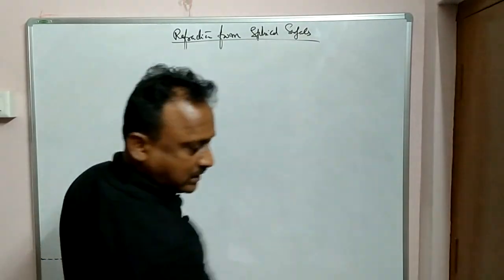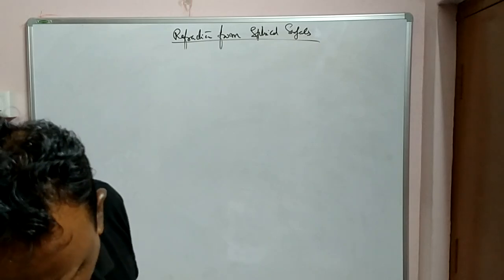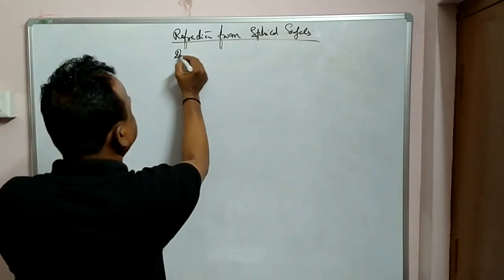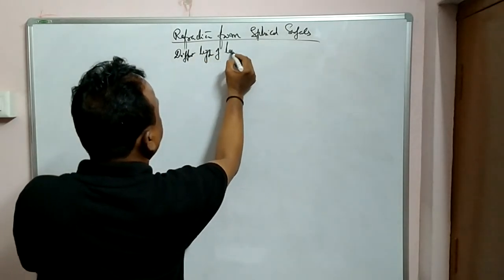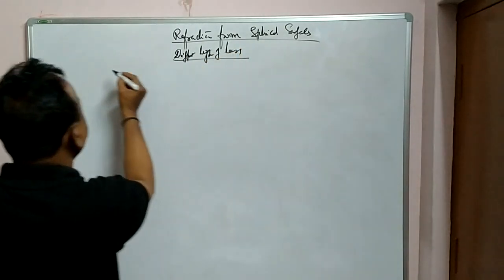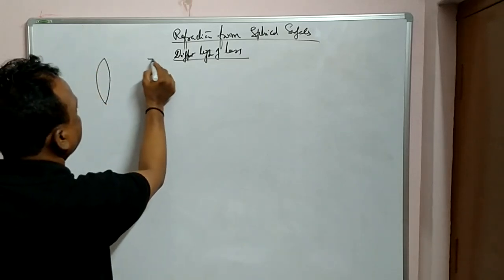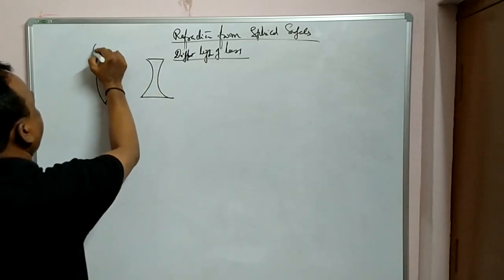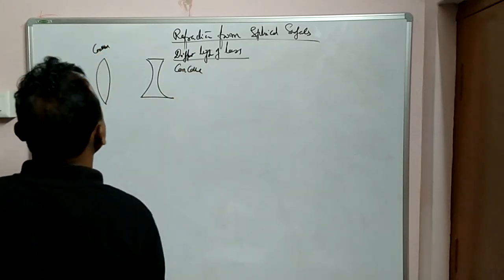Now let us go to the next one, that is different types of lenses. In general we have convex and concave. This is convex and this is concave.